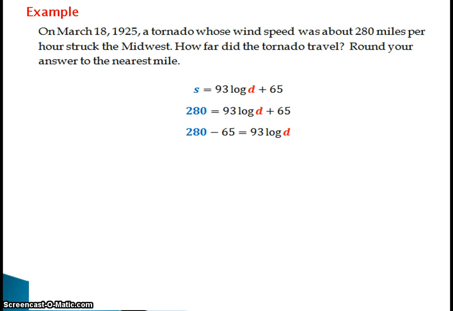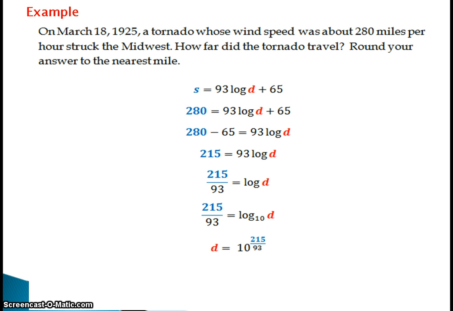We're going to subtract 65 from both sides. We're going to divide both sides by 93. And now we're going to note that this is log base 10. And we're going to take the inverse of that log function, and we end up with 10 to the 215 over 93 power is equal to D. That makes D equal to 205 miles. That tornado traveled 205 miles.